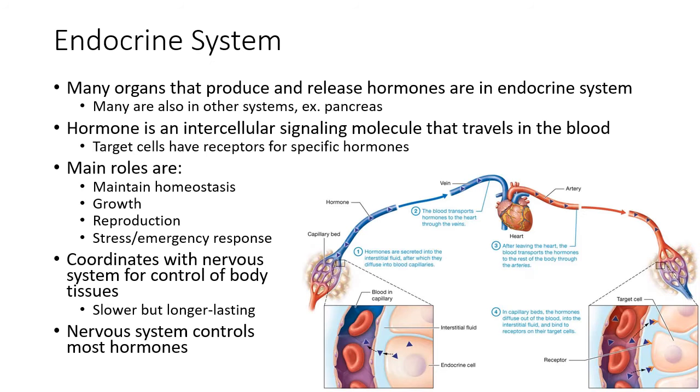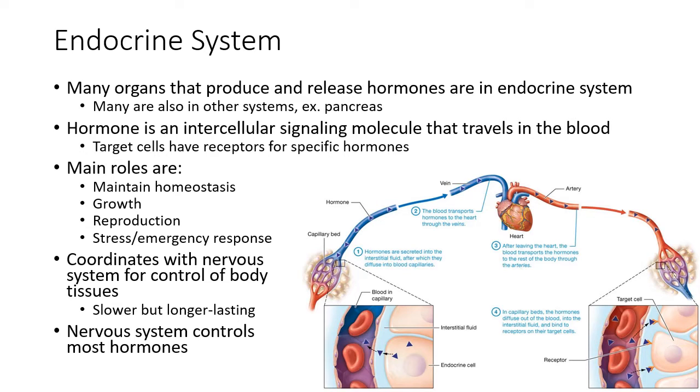First, we're going to go over the general principles of the endocrine system and how it works and how it's regulated. Then we'll go through specific hormones. So the endocrine system contains organs that make hormones. A hormone is a signaling molecule that is secreted into the blood.